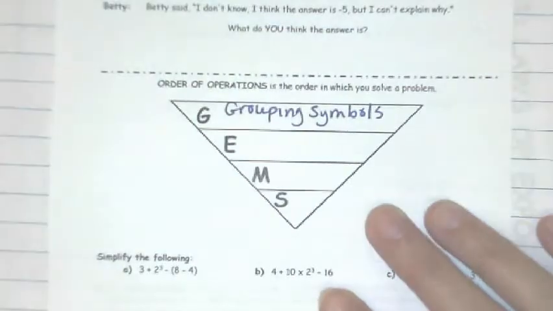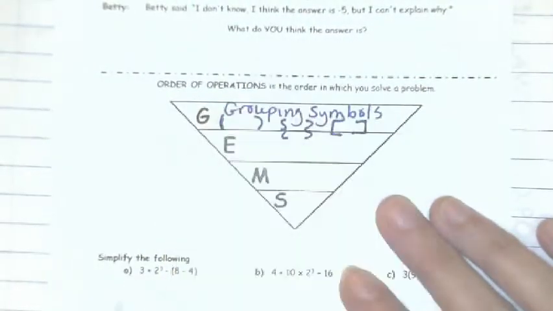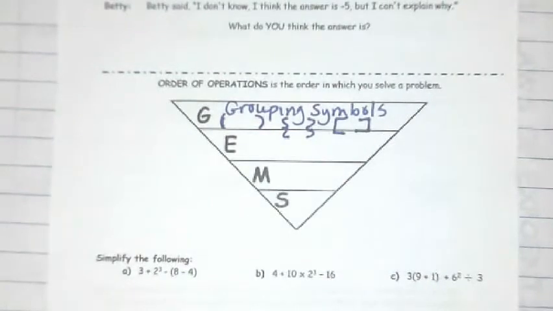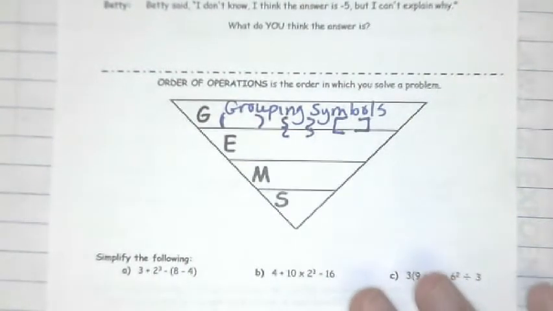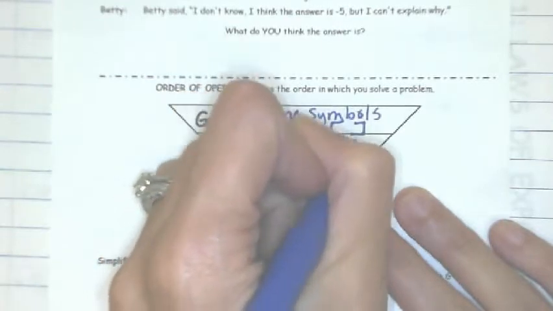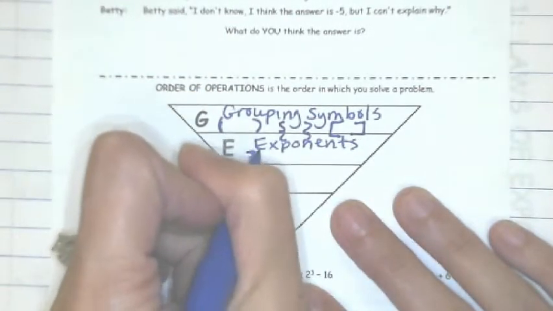And those are your parentheses, your braces, and your brackets. Okay, those are your grouping symbols. Then E stands for exponents. Your exponents. And here are some examples of exponents. 7 to the 2nd, x to the 4th, 10 to the 6th. Those are just examples of what exponents should look like.